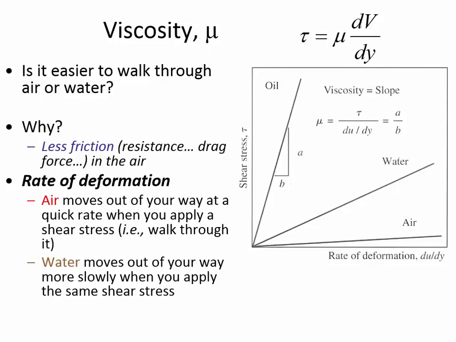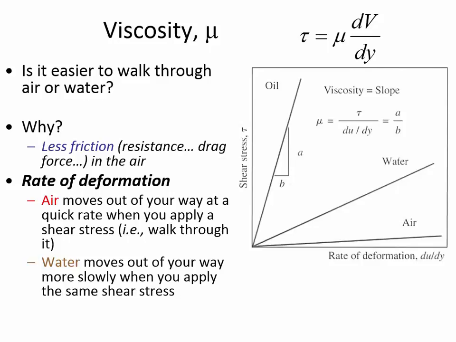But in the case of water, for that same amount of shear stress that I've applied, its rate of deformation is much lower. So here it's saying du/dy. du is the velocity relative to dy, which is the distance. In the previous slide, I think we had v as velocity. Sometimes u is also used as a variable for velocity as well. So the difference between water and air is that for the same amount of shear stress applied, water doesn't deform as quickly as air. And oil deforms even more slowly. And so oil has more viscosity, which means a pool full of oil would be even more challenging to walk through.